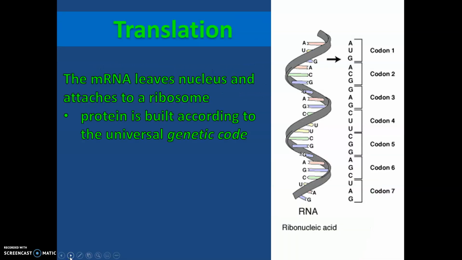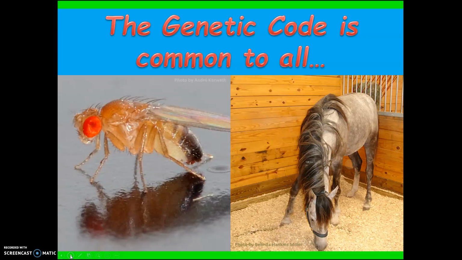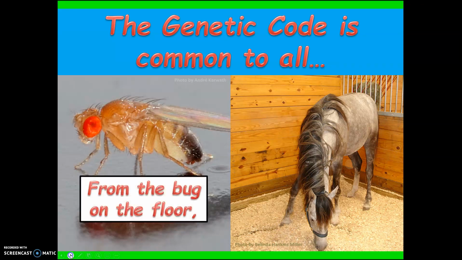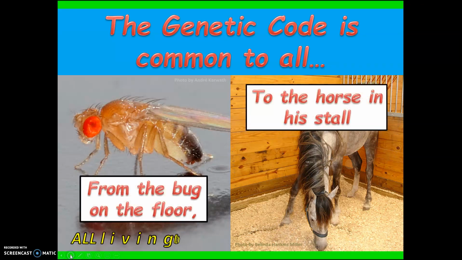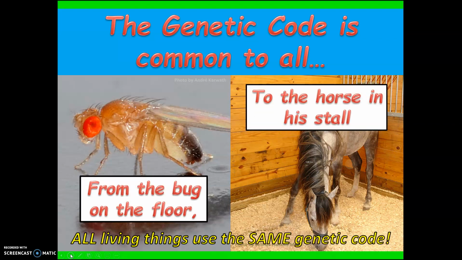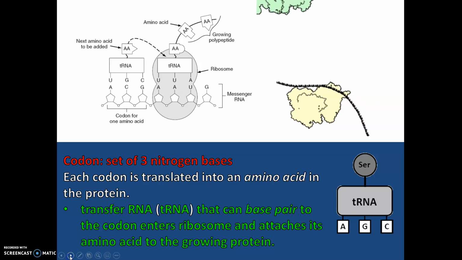So remember, the mRNA is made during transcription. After transcription happens, that mRNA leaves the nucleus and attaches to a ribosome. The protein is built according to the universal genetic code. So the universal genetic code is common to all, from the bug on the floor to the horse in the stall. And just remember that all living things will use that same genetic code. So basically saying that all living things will have A, T, C, and G in their DNA.